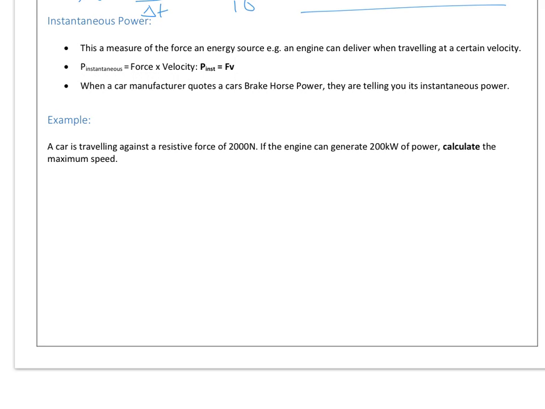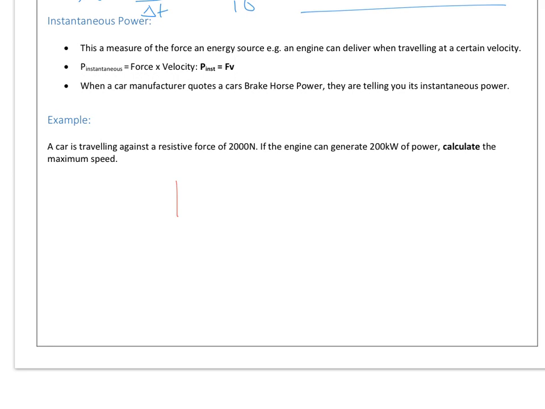So let's give you an example. We've got a car travelling against a resistive force of 2,000 newtons, and the engine can produce 200 kilowatts of power. Calculate the maximum speed. The key to this question is actually realising that at maximum speed, acceleration is 0, because if it wasn't, then it would keep increasing its speed.